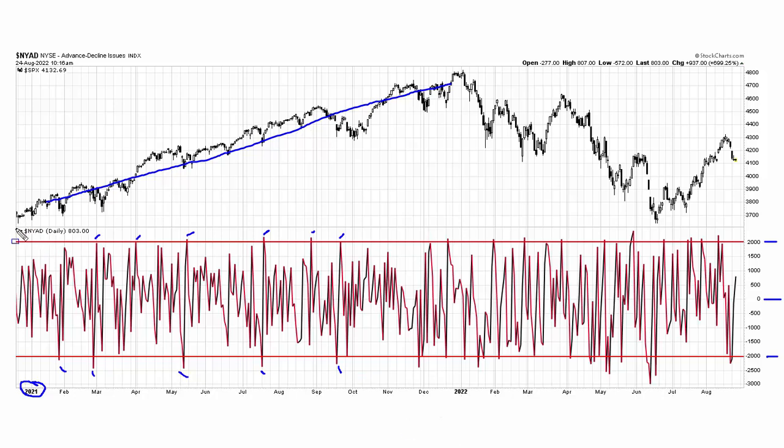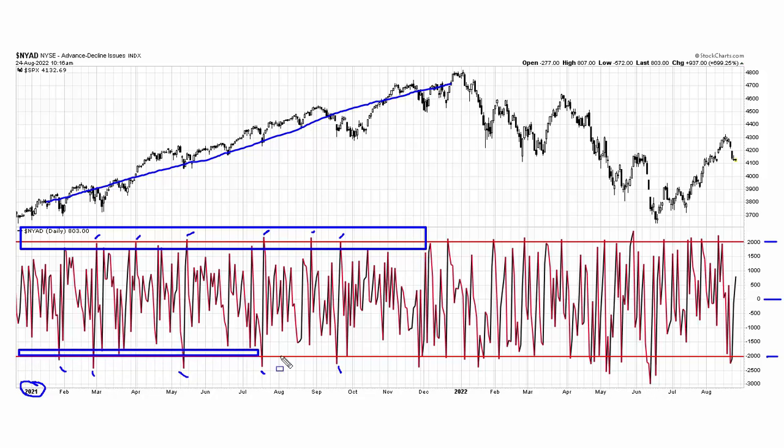Generally speaking, when the market is doing well, you have a void of extreme prints. The up days are pretty good, but they're not stellar, and the down days are bad, but they're not that bad. There's definitely a void of extreme prints.